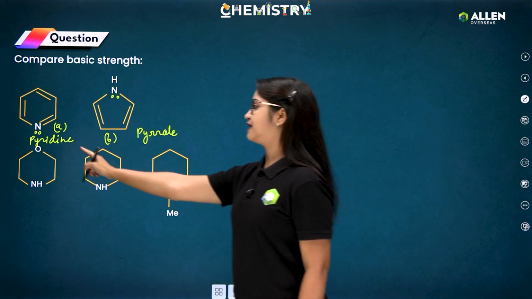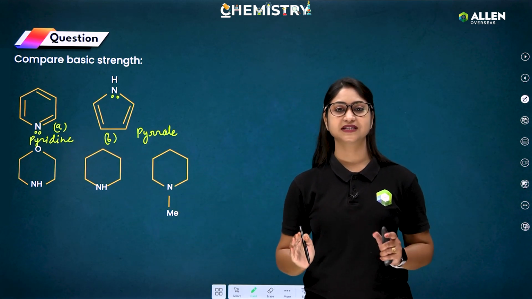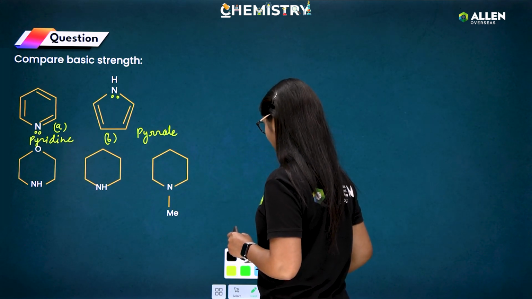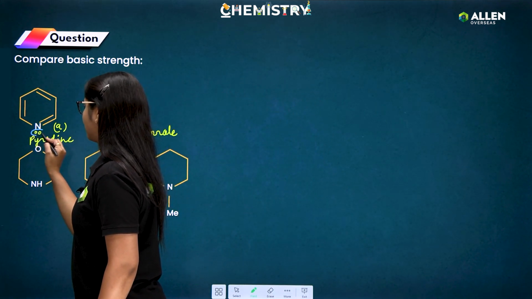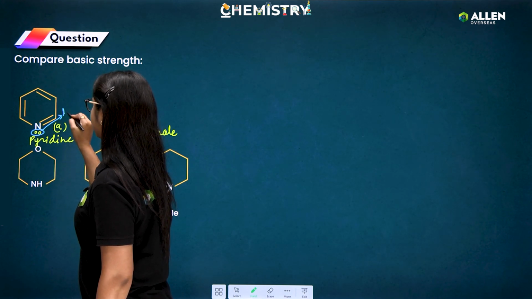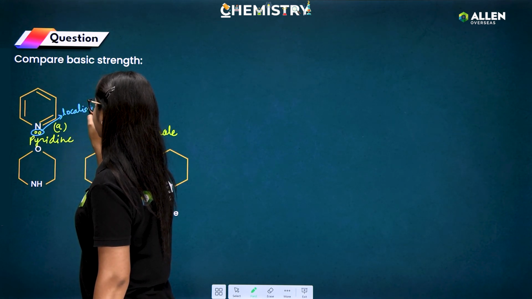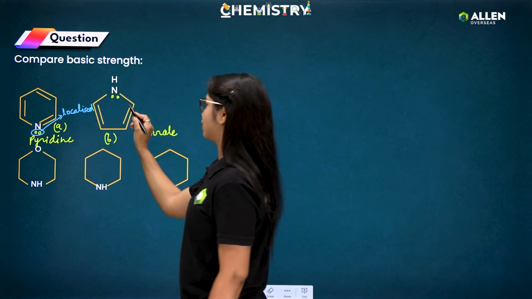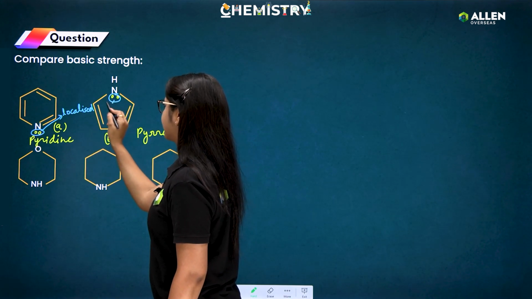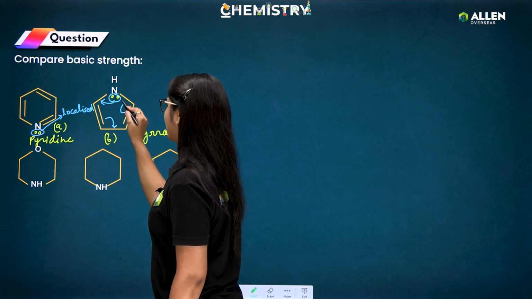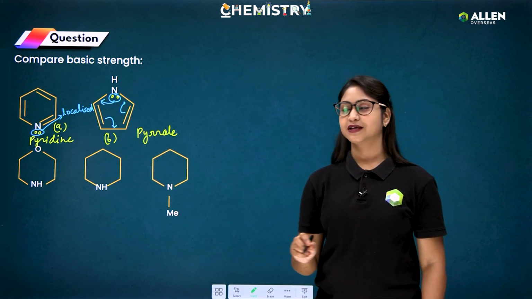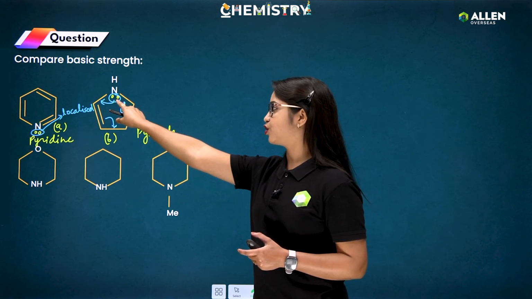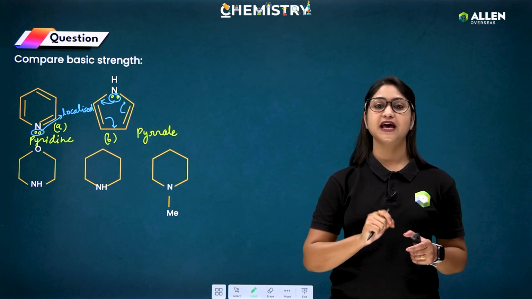In pyridine, the lone pair on the nitrogen is not participating in the resonance, in the conjugation. So this is a localized lone pair. It is not participating in the resonance. Whereas this lone pair is delocalized, it is participating in the resonance. And one more thing, due to this resonance, this five-membered ring is becoming aromatic. Due to these lone pairs, this compound is aromatic.